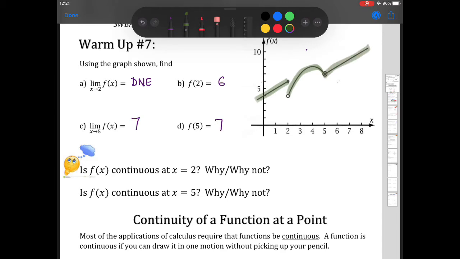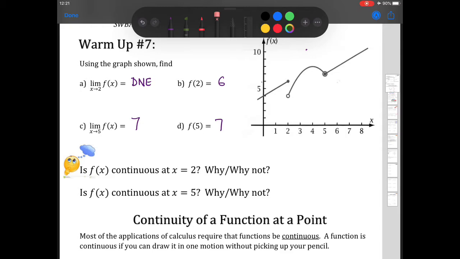So the minute you stop and pick up your pencil to trace the graph, it is not continuous. And if you can continuously, without lifting your pencil, trace the whole graph, it is continuous. And especially if you want to find out at that value. So I hope that will make you understand the next two parts of this question.